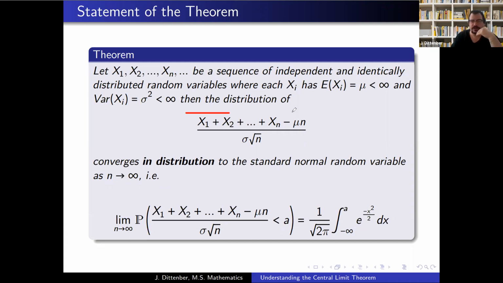So this expression, which we've seen, is the summation of our independent and identically distributed random variables. And then we're scaling it, right? We're scaling it, subtract mu times n divided by standard deviation times square root of n. It will converge to the standard normal random variable as n goes to infinity. So as we take more and more samples, our distribution will start to converge to standard normal distribution, which is this.